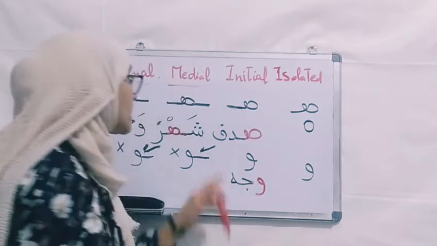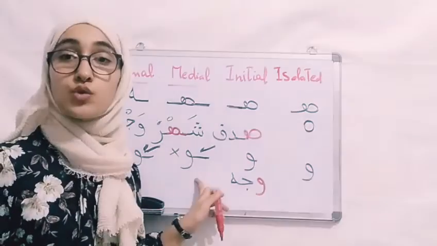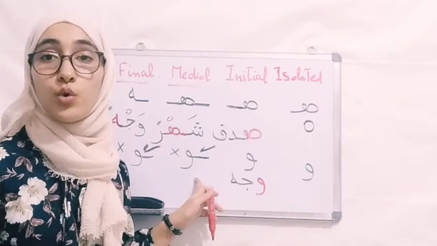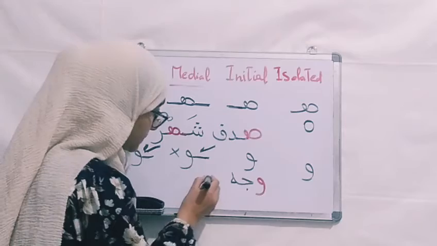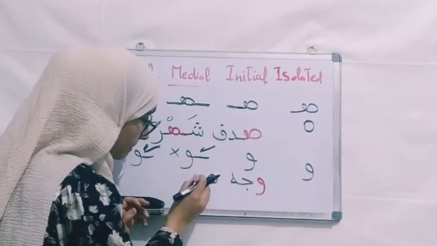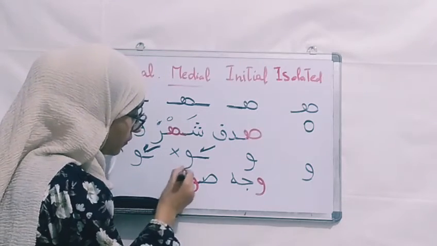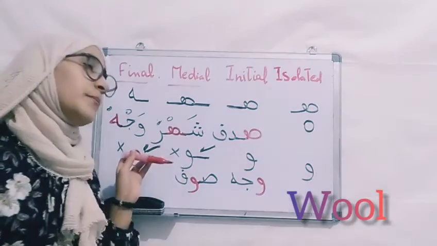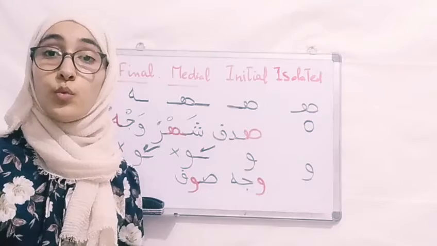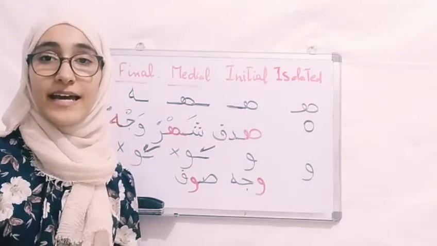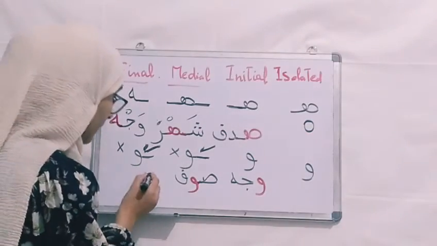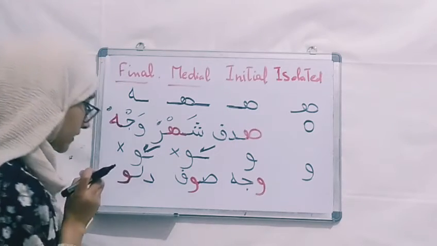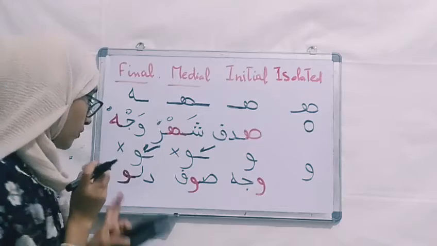But in the middle form we have صوف. صوف means wool. And in the final form, for example, we have دلو, which means bucket. It needs to be connected before.